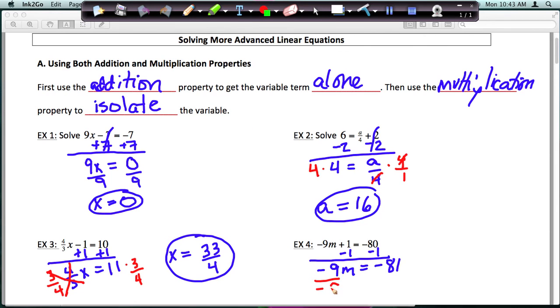So I'm going to divide both sides by negative 9. That's the only way this will divide to be a positive one. When I do that, I get m equals negative 81 divided by negative 9, which is a positive 9.